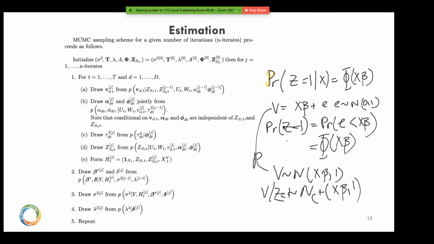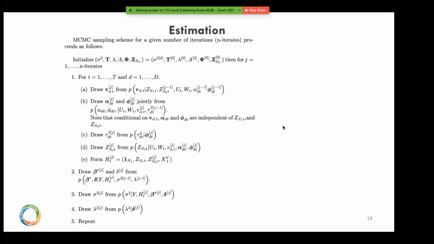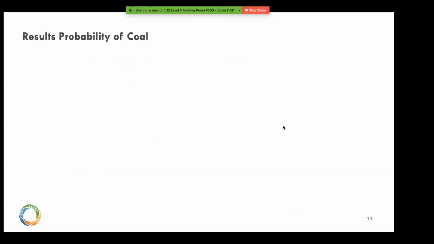So we go through one sweep, we generate all the missing Zs, we take those missing Zs, and then we generate the coefficients that describe the precipitation equation. Let's do that. And this is what, for example, we end up with.